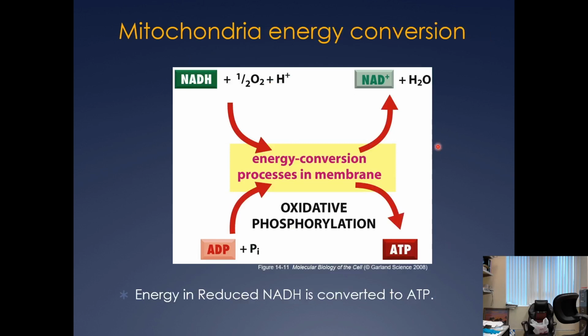But ultimately, if you break it down into its smallest components, you have reduced NADH, plus a half oxygen plus a proton, and then you have ADP plus inorganic phosphate, and then you get oxidative phosphorylation, where you get the oxidized NAD+ and water, and that whole process then leads to the conversion of ADP and Pi to ATP.